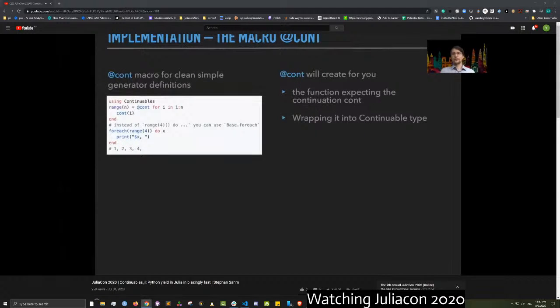So the package supports one extra macro, which makes it super handy to define these continuables, and that's the cont macro. So here you can see we just write this macro around and it will wrap our stuff in an anonymous function with the continuable type. We can just use it, and here you see a nice syntax.